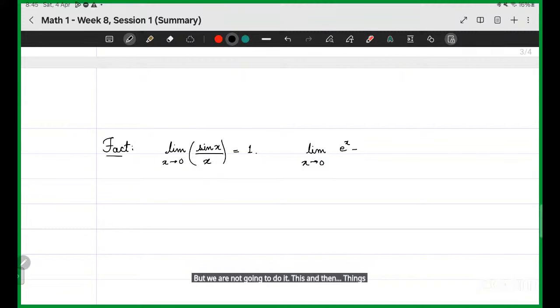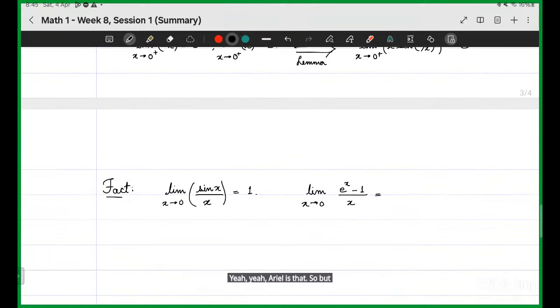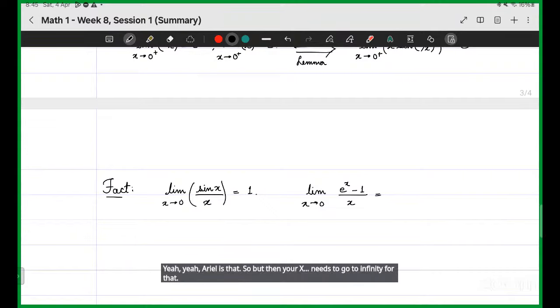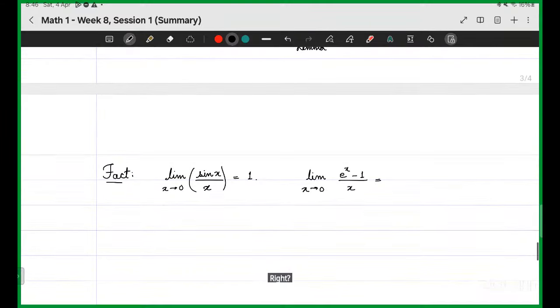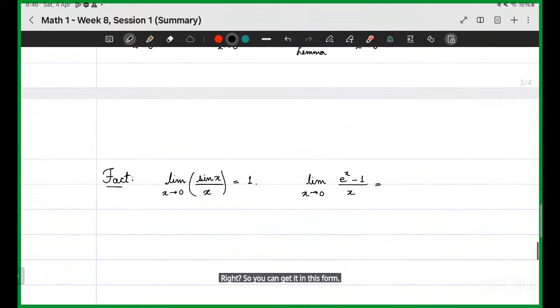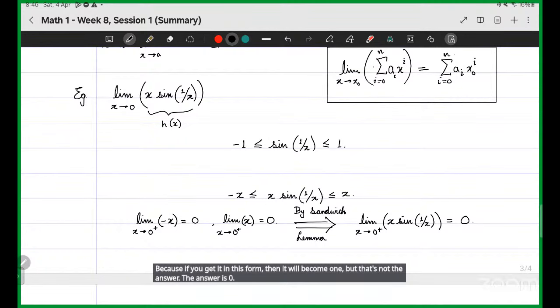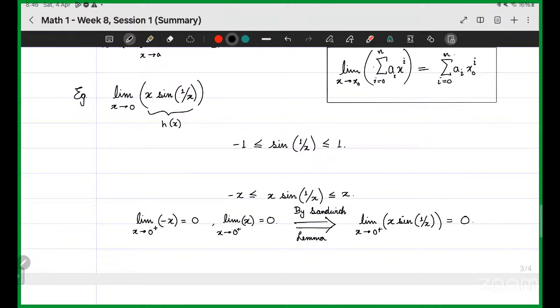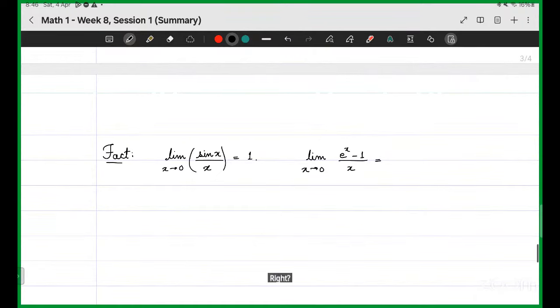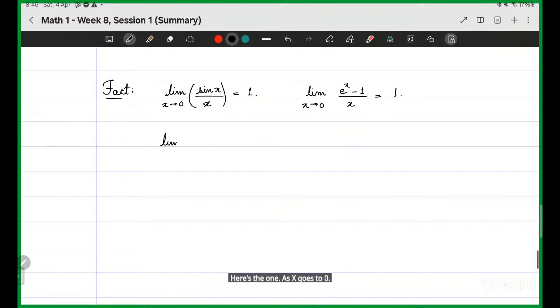Then there are things like this. I was trying to convert the previous question into this form, sin x by x. But then your x needs to go to infinity for that, so you can't get it in this form. Because if you get it in this form, then it would become 1, but that's not the answer. The answer is 0. Then e to the x minus 1 divided by x is 1 as x goes to 0, and you have stuff like log, meaning natural log.